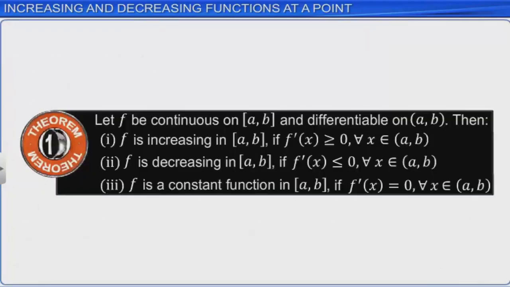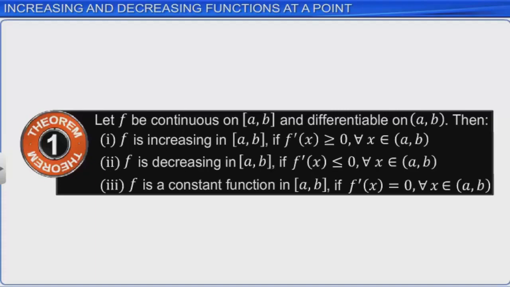Now, we will state and prove a theorem based on the nature of a function at a given point in the domain of the definition of the function. Let a function f be continuous on closed interval a, b and differentiable on the open interval a, b. Then the function f is said to be increasing or decreasing depending upon whether its derivative is greater than or equal to 0, or less than or equal to 0, respectively. And the function is a constant function if its derivative is 0.